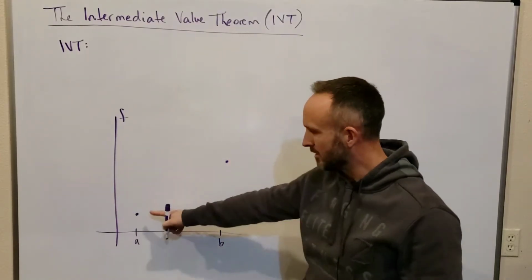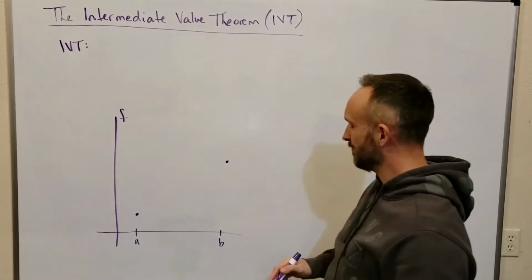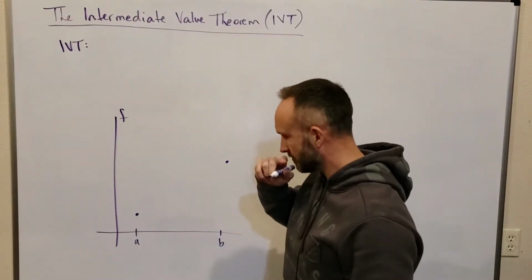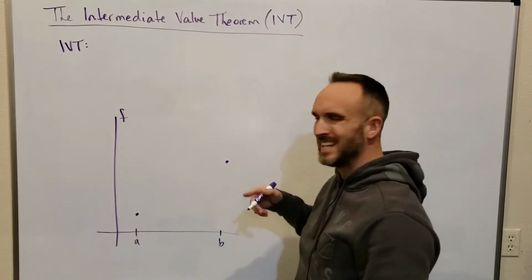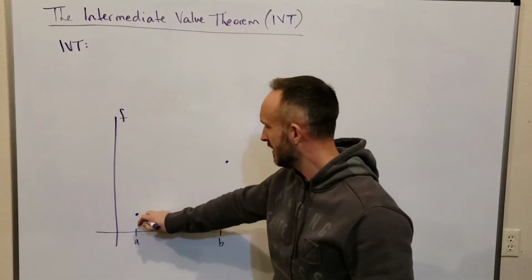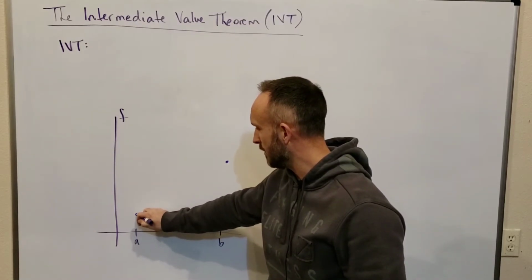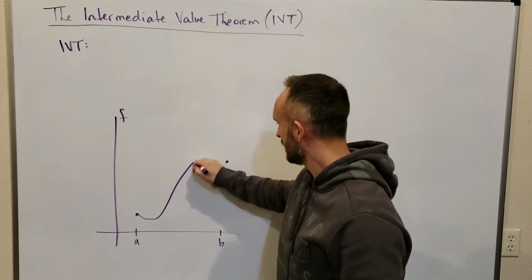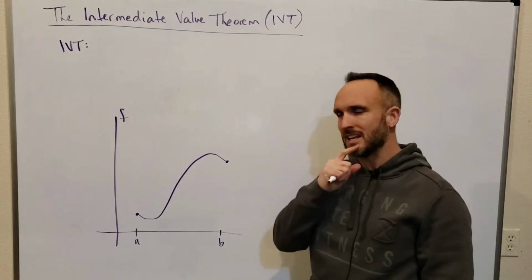It doesn't have to be higher, right? It doesn't matter. The point at a could be higher than the point at b. But the function is continuous on the closed interval, so it has to include the endpoints of that interval. And then in between a and b, you could draw any sort of graph you want, but it can't have any breaks or gaps in it because it has to be continuous.